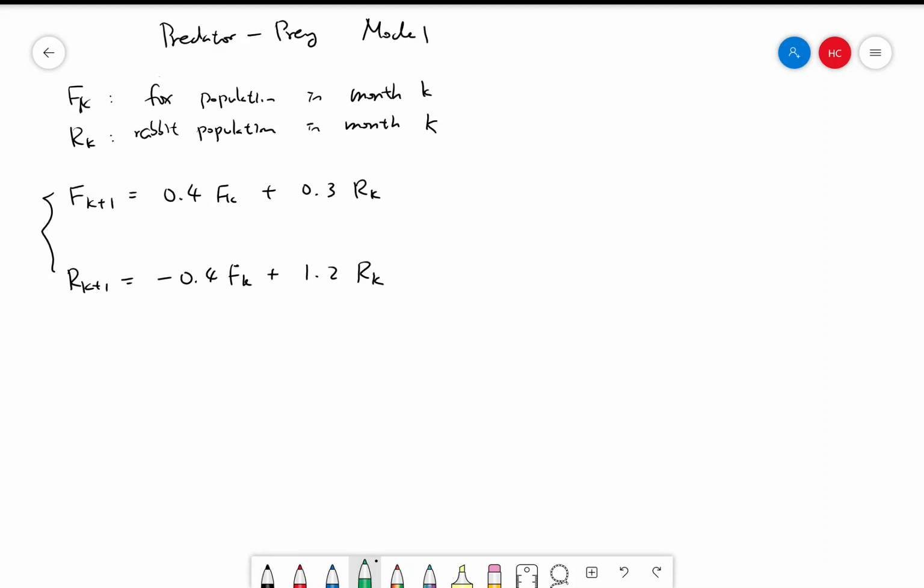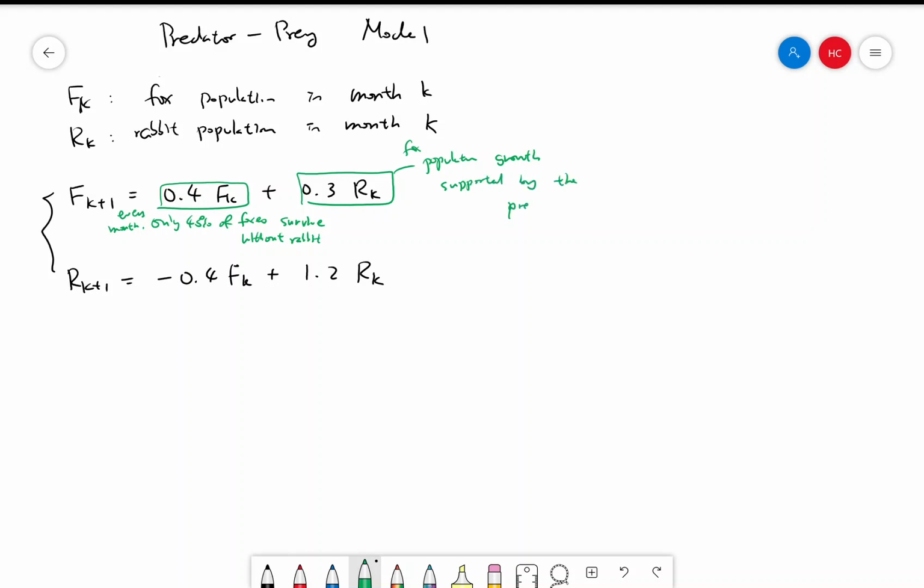This term means only 40% of foxes survive every month without rabbits. If there's no rabbit, then only 40% will survive. But if there are rabbits, then this term is the fox population growth supported by the presence of rabbits. So the more rabbits there are, the faster the foxes grow.